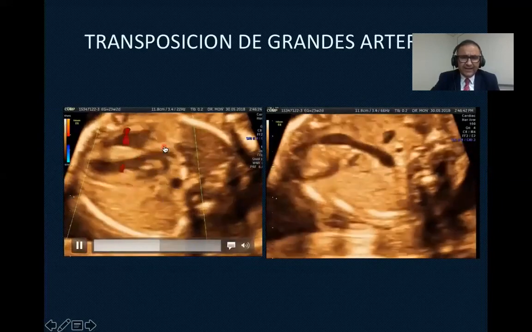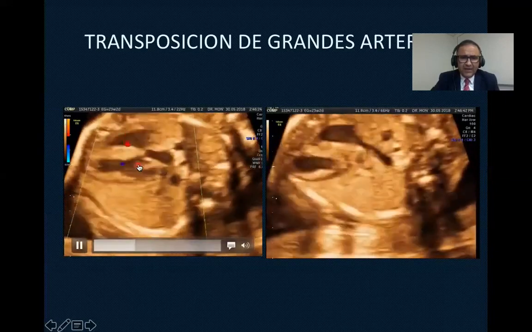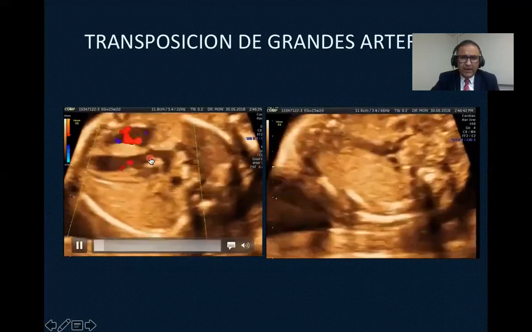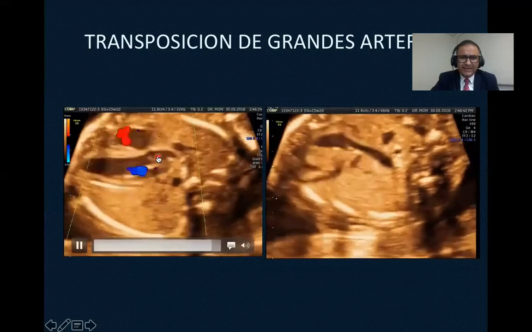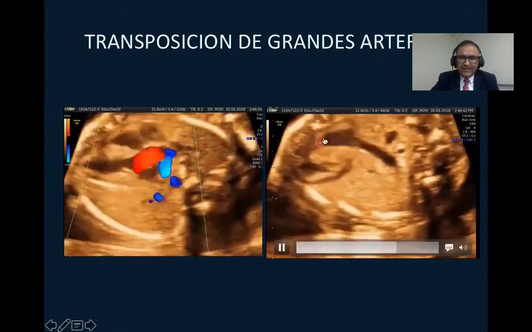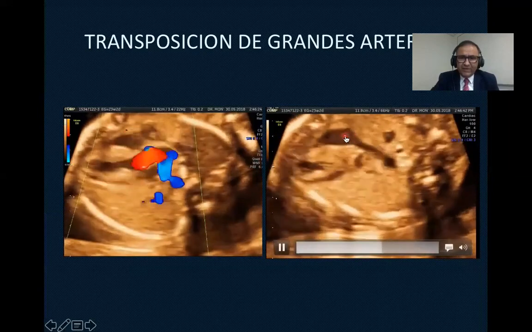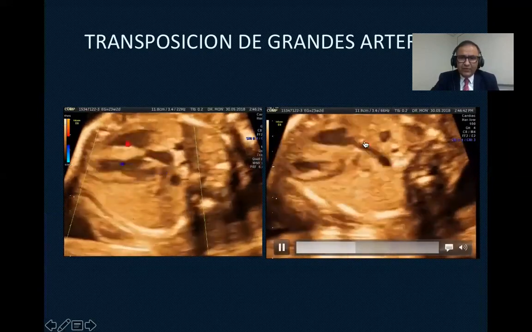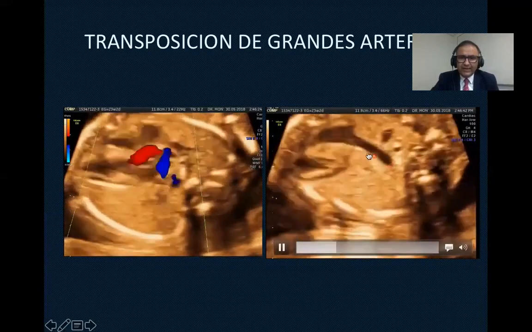Here, it seemed to be going from left to right, but please notice here how the pulmonary artery goes slightly anteriorly and then turns posteriorly and gives off its branches. And from this anterior ventricle, we see this vessel that is straight and does not branch. Therefore, this is the aorta that is anterior, it is transposed.